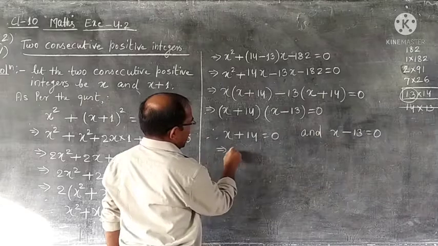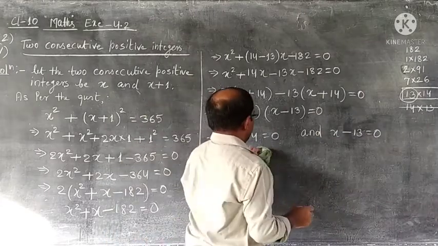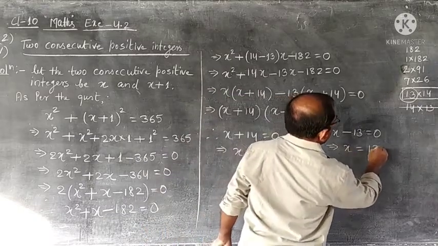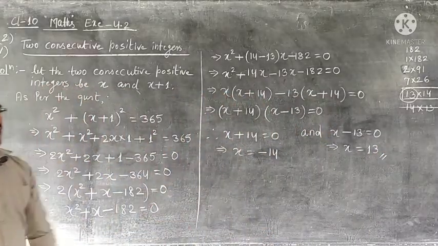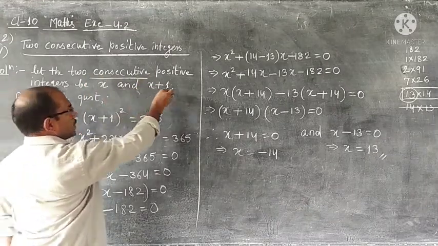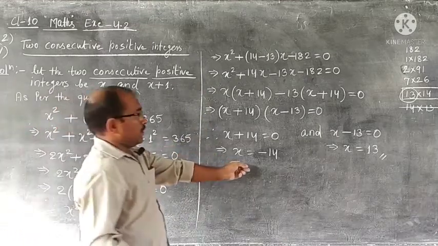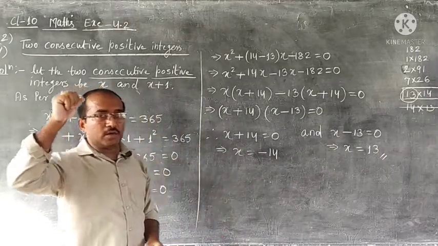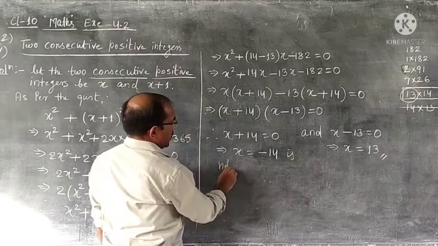We get here x is equal to minus 14, and here we will get x is equal to 13. So at the start I told you that one word we should keep in our mind very nicely, that is consecutive. It comes one after another, and positive. Now the time has come to use that word. X is minus 14, x is 13. What type of integers are they? Positive. So this value is not applicable.